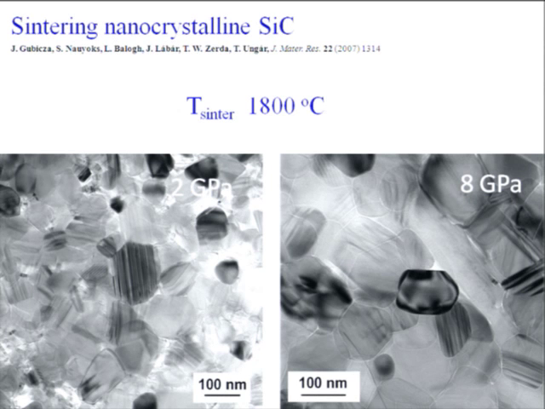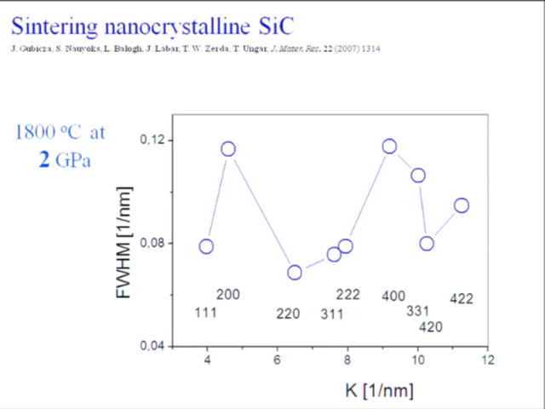One second example, and with this I would like to finish. The sintering of nanocrystalline silicon carbide at 1800 degrees centigrade at 2 gigapascal pressure and at 8 gigapascal pressure. In the lower pressure case, you see strongly twinned nanograins. They are 100 nanometers or smaller, whereas in the higher pressure case, you see no twinning. And this was confirmed by the X-ray diffraction experiments.